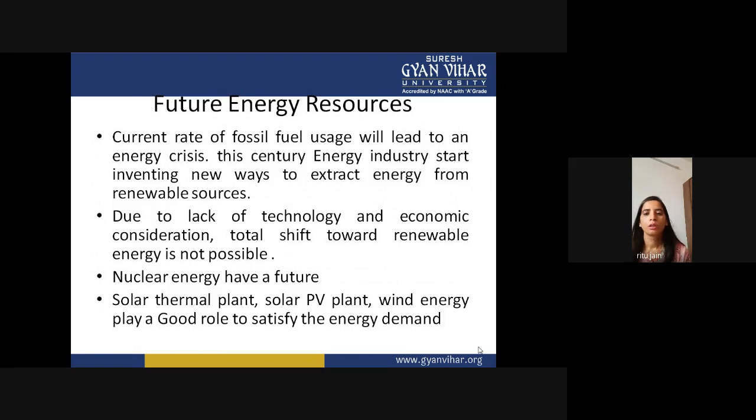So first we come to nuclear energy. Nuclear energy is also a future energy resource. Solar, we can use solar thermal power plants as a future energy resource. We can use wind energy as a future energy resource, and wind energy can play a good role to satisfy the energy demand.